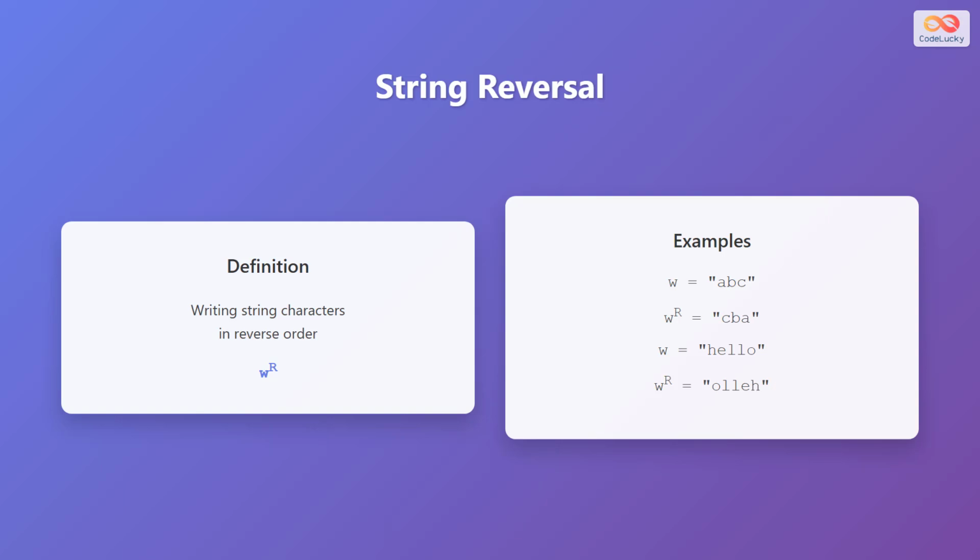String reversal involves writing the characters of a string in reverse order. The reversal of a string W is denoted as W to the power of R. For example, if W is equal to ABC, then W to the power of R is equal to CBA. Similarly, if W is equal to HELLO, then W to the power of R is equal to OLLEH.